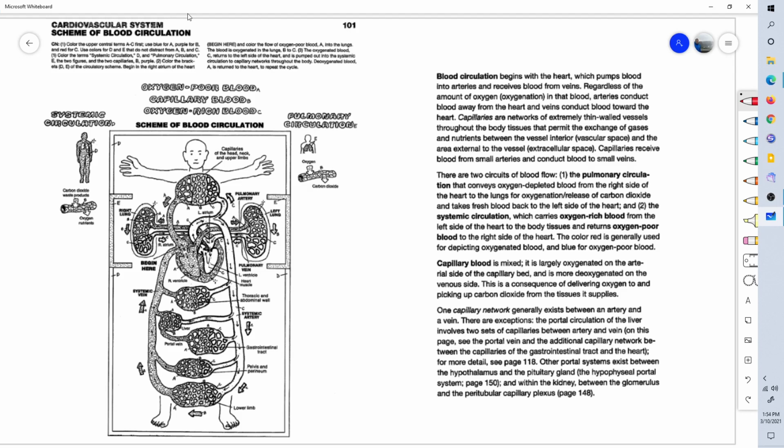How does the blood circulate throughout the body? This is a schema of blood circulation. The blood is going to circulate in two ways. The systemic circulation throughout the body, and the pulmonary circulation to the lungs and back.